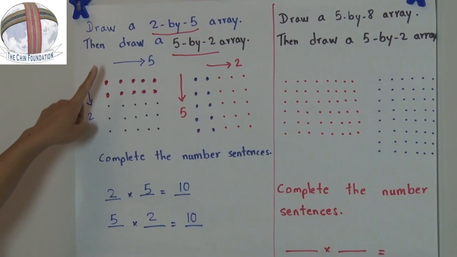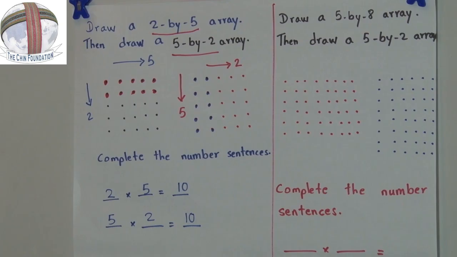1 2 3 4 5 6 7 8 9 10. Okay. I can do it. I can do it. I can do it. Okay.